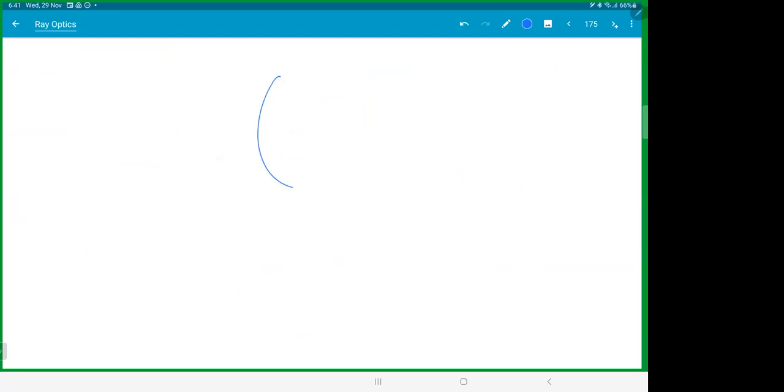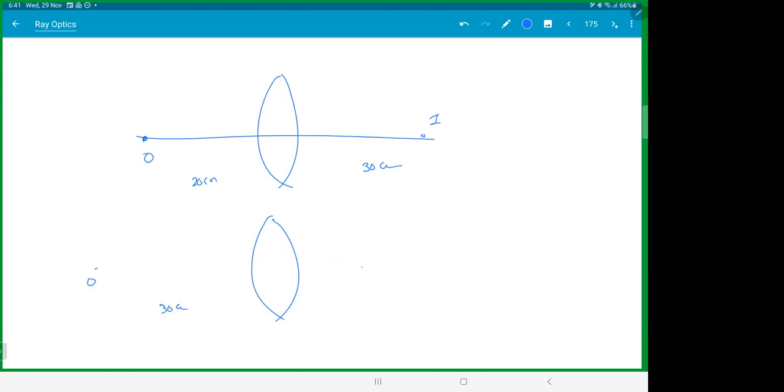So the meaning of this is this, right? Suppose you keep the object here, 20 centimeter, and let's say the image you got is at 30 centimeter. Suppose if you keep the object at 30 centimeter, you get the image at 20 centimeter. They'll exchange. Get the meaning of this? So if you put the object in the place of the image, you get the image in the place of the old object.